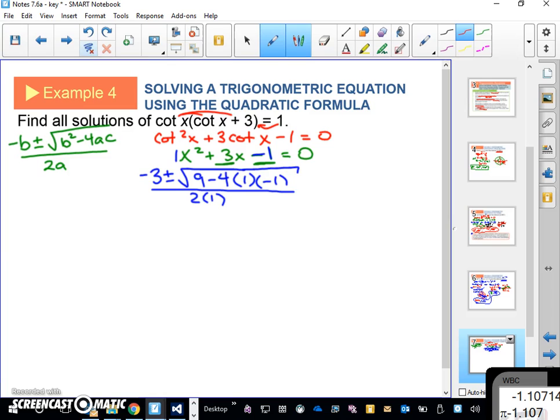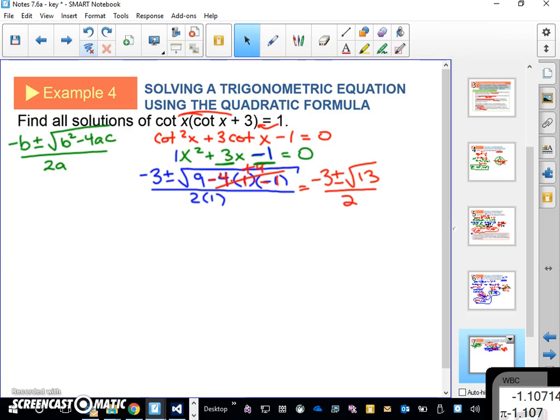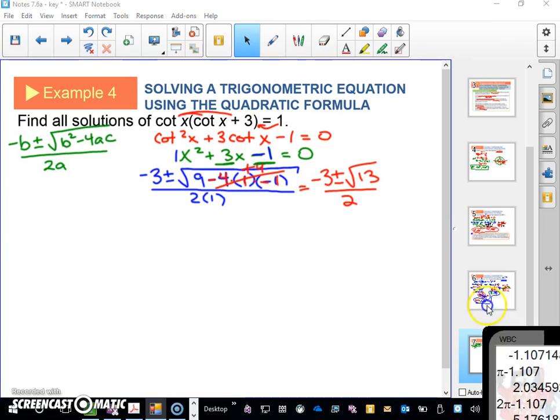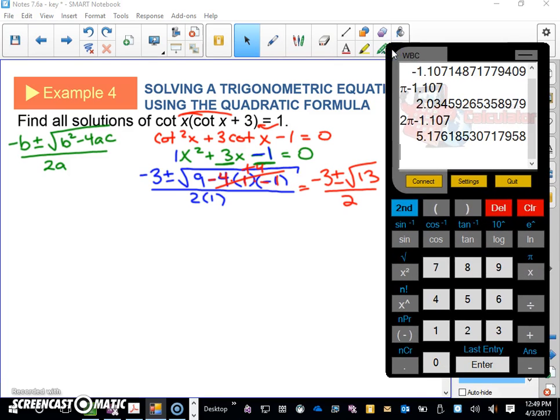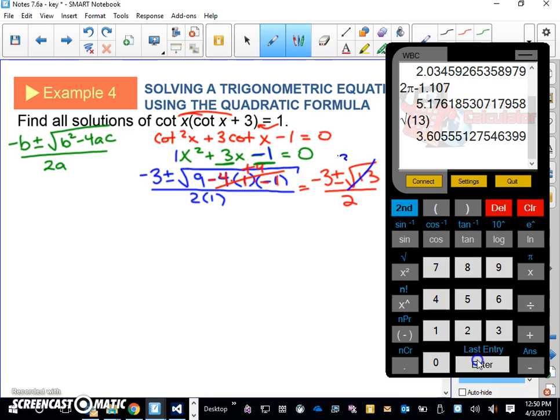You would notice you've got a -4 times a 1 times a -1. That's +4 right there. So you're going to have 9 plus 4 is 13. I see -3 plus or minus the square root of 13 all over 2. Okay. And so I want a calculator for my square root of 13. Square root 13, 3.6056. So I'm going to call this 3.6056 right there.